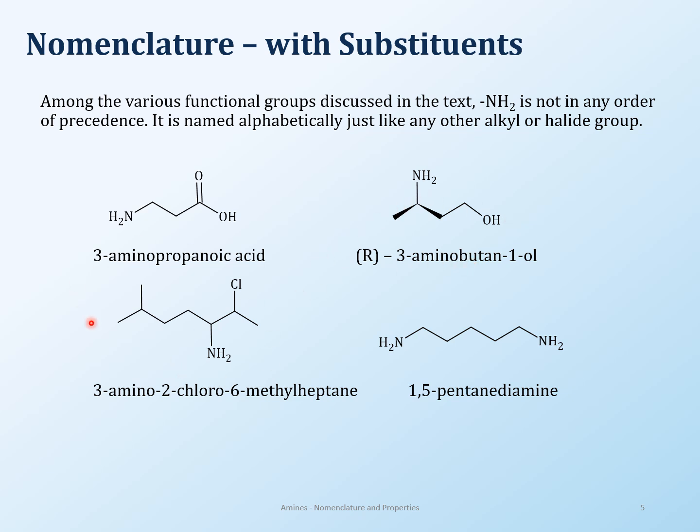All right, if you have groups like these, then the best way to do it is wherever you have more branching is where we're going to start numbering. Okay, so 3-amino, 2-chloro, and then the methyl group over here. Okay, so just kind of keep it that way. No priority whatsoever. And the NH2 group is called the amino group then. Just make sure to keep things alphabetical.